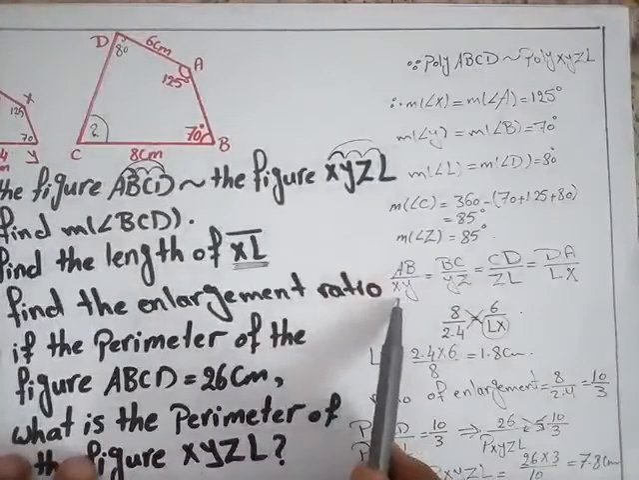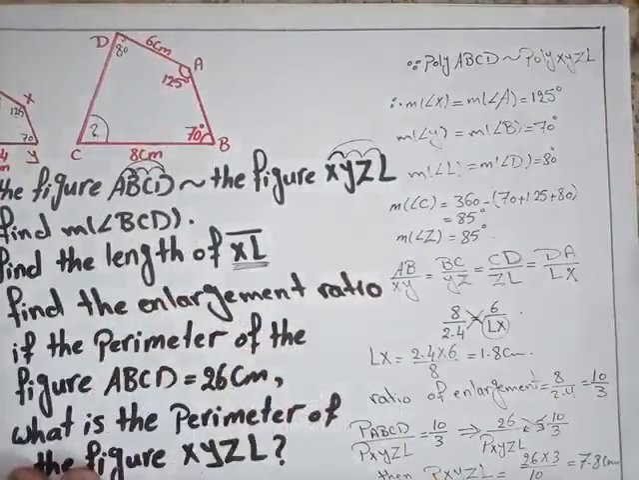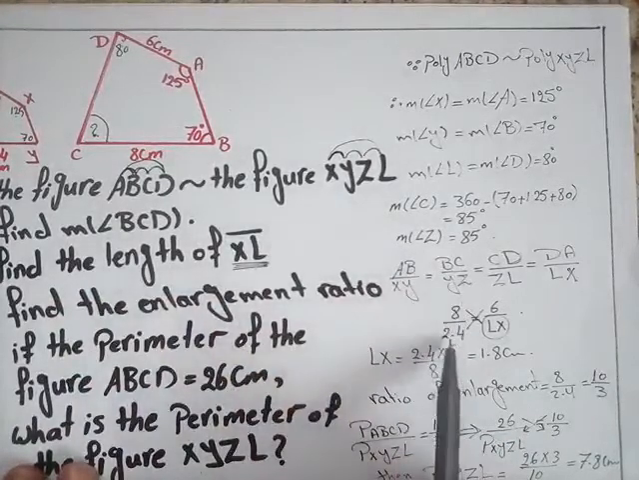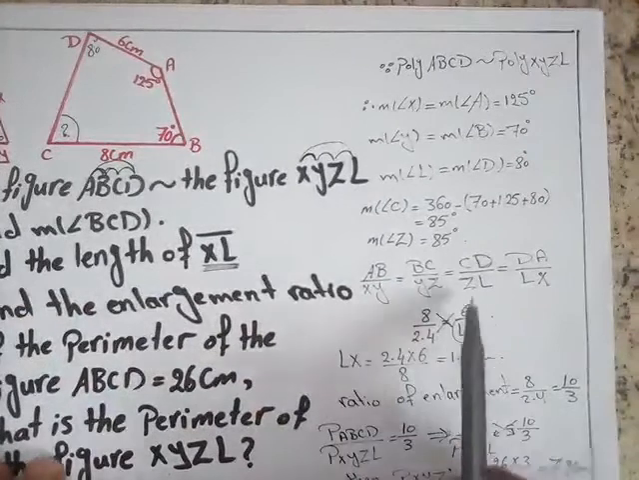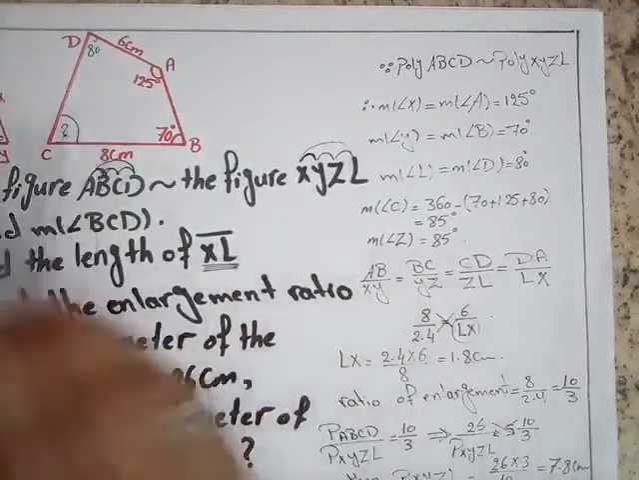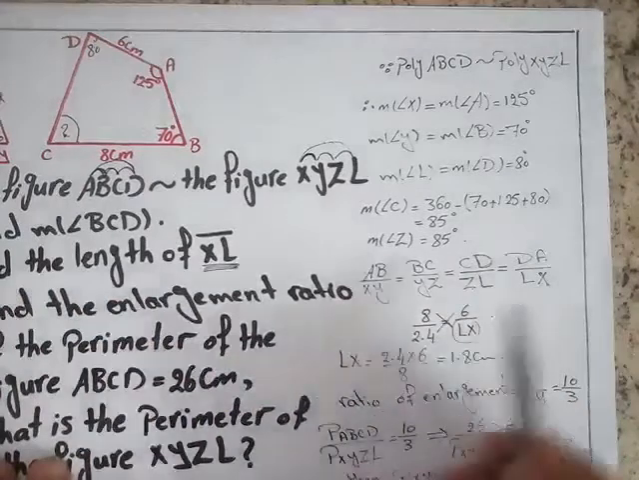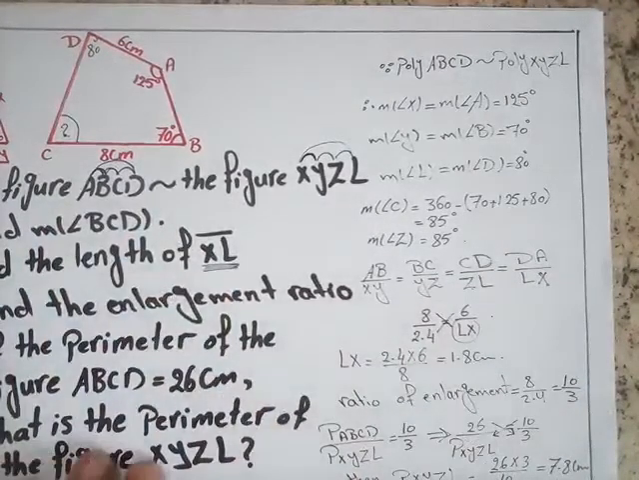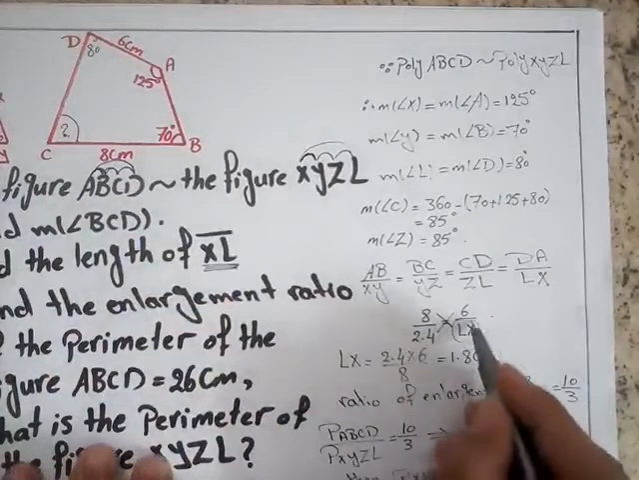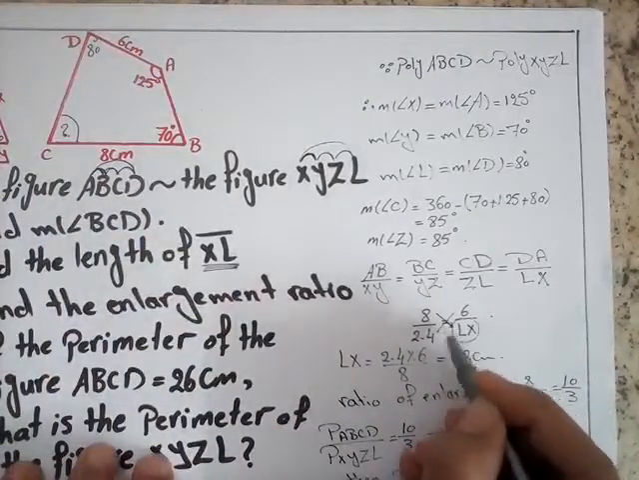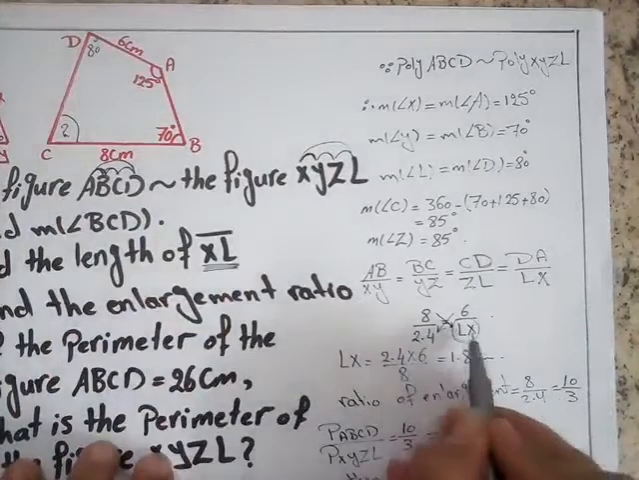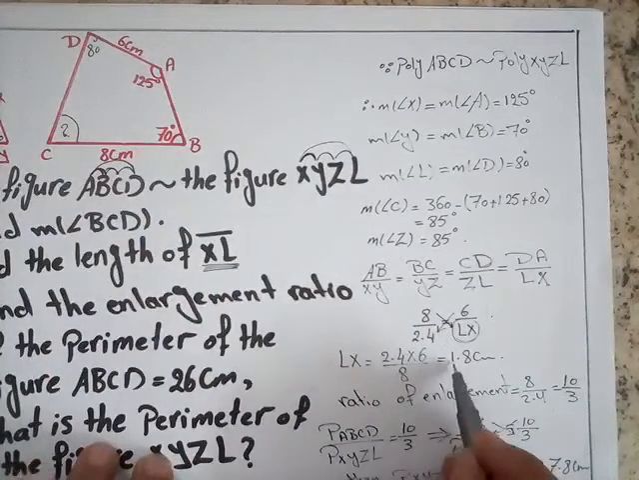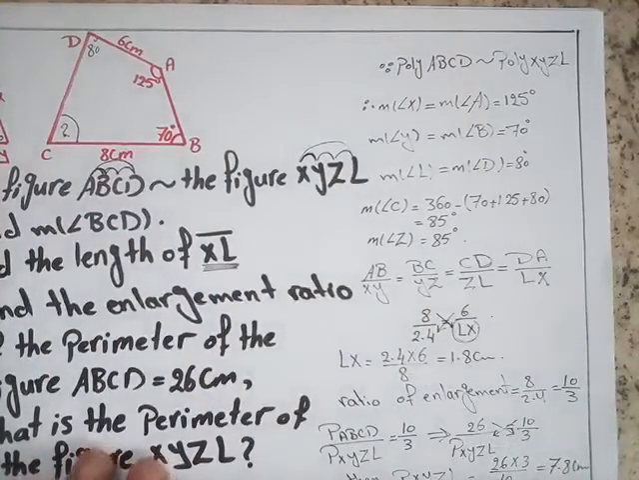For AB and XY, we don't have their side lengths. BC equals 8, YZ equals 2.4. For CD and ZL, we don't have their side lengths. DA equals 6, and LX we want to find its length. We can find the length of LX by using the scissor method. LX equals 2.4 times 6 over 8, which is 1.8 centimeters.